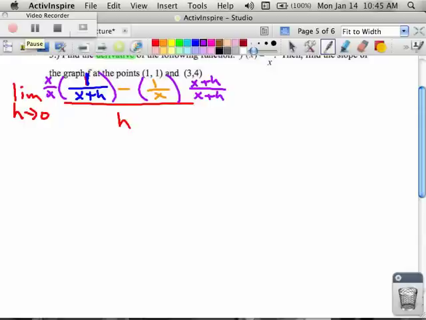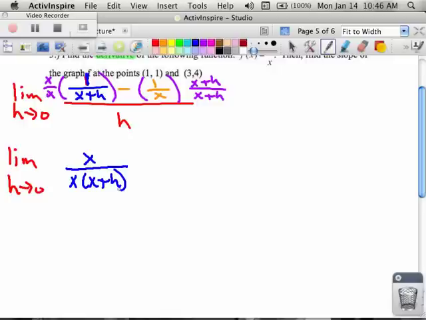As I start to simplify this, I will have the limit as h is turning into 0. And in the dark blue that I started with, I have x times 1 on the top, which is x. And on the bottom, I have that denominator x times x plus h. I'm taking this very slowly so that hopefully it's not so bad.